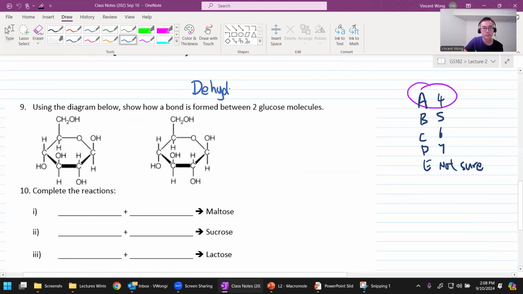Dehydration synthesis, or condensation reaction, right? So in order for this to happen, you will have to remove a water molecule.